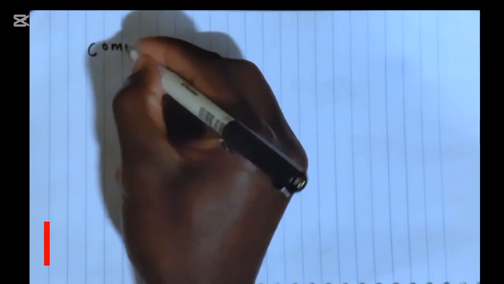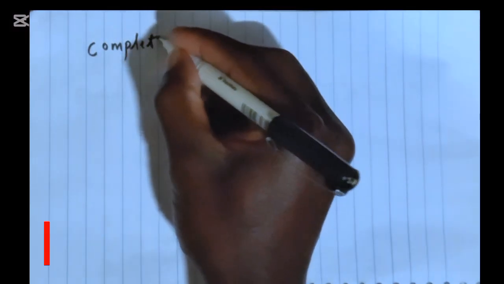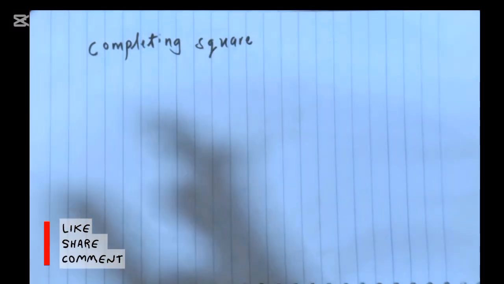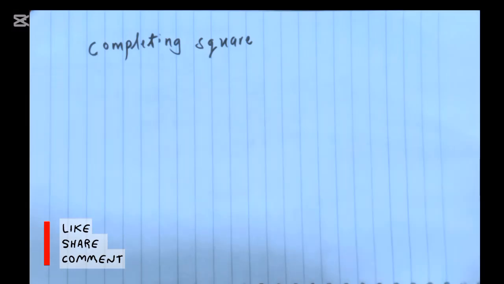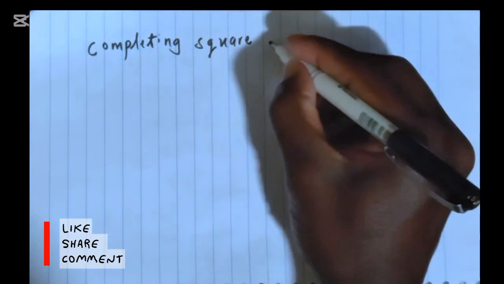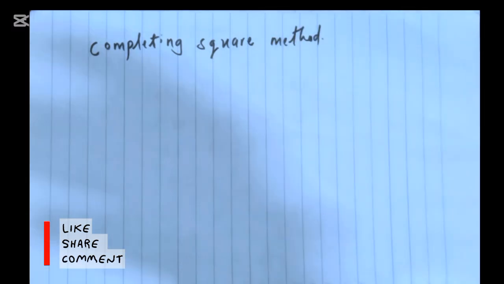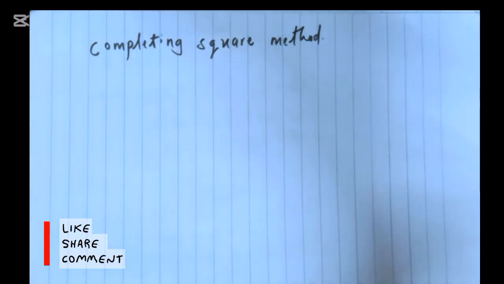So in today's class, I'm going to handle a very important topic. Most students tend to shy from this topic, and that is the completing square method. All right, that is usually used in solving quadratic equations. Okay, so I'm just going to quickly introduce you to how to use the completing square method to solve quadratic equations.